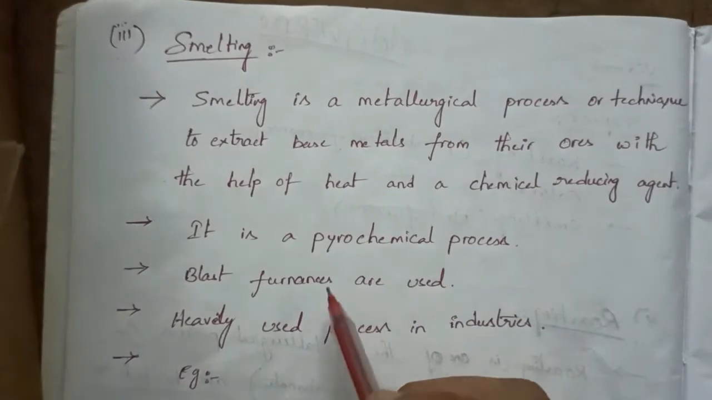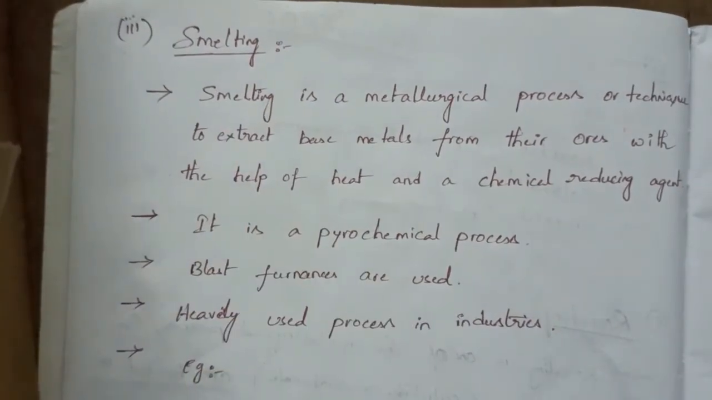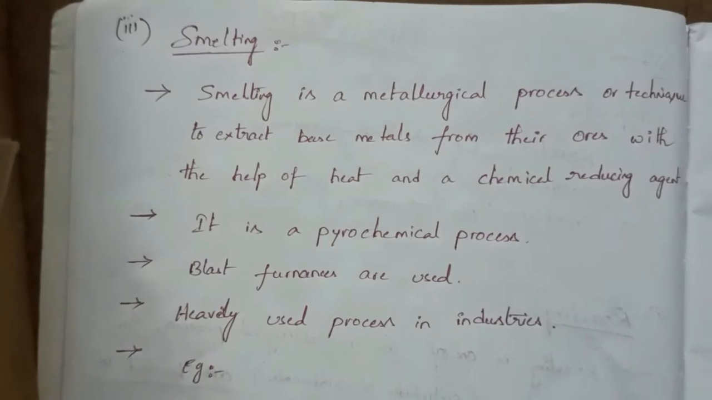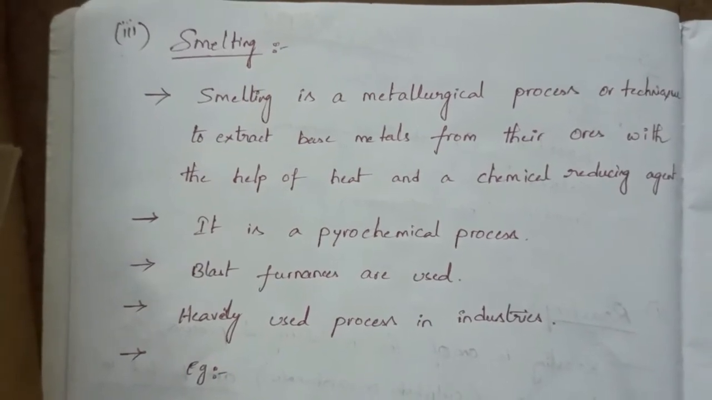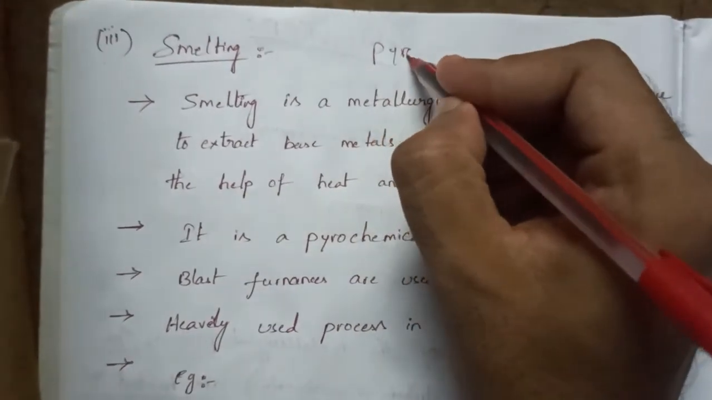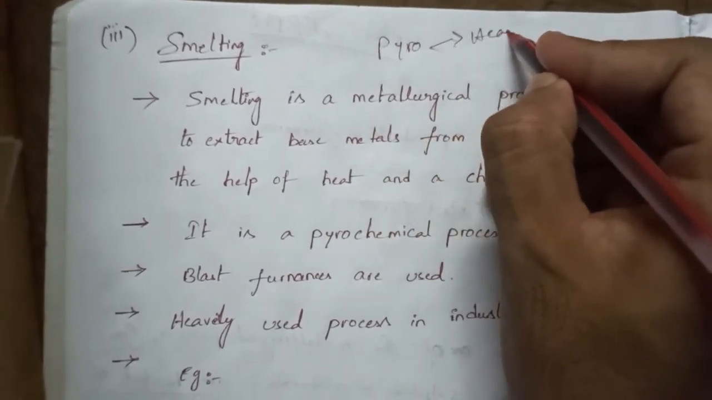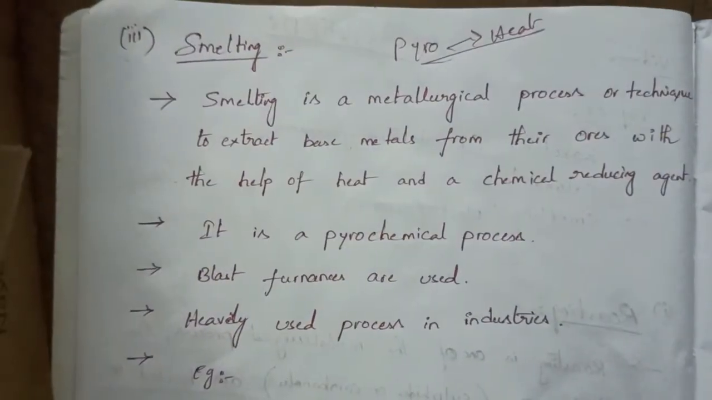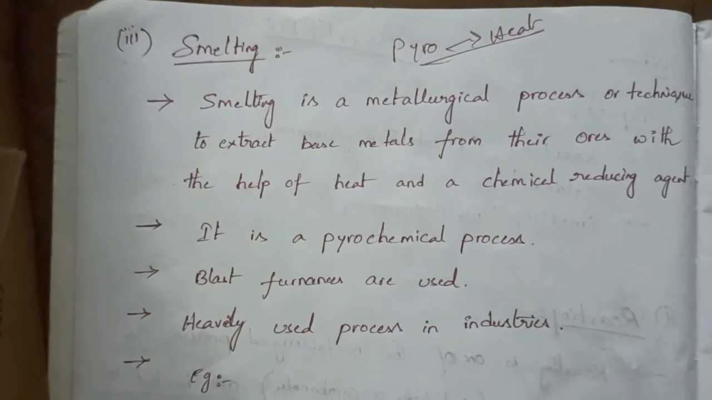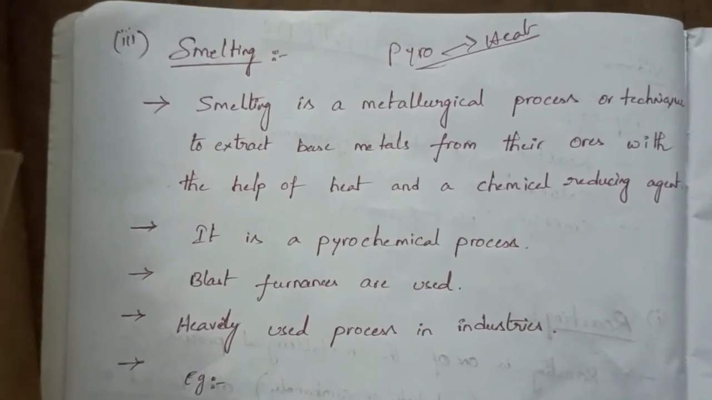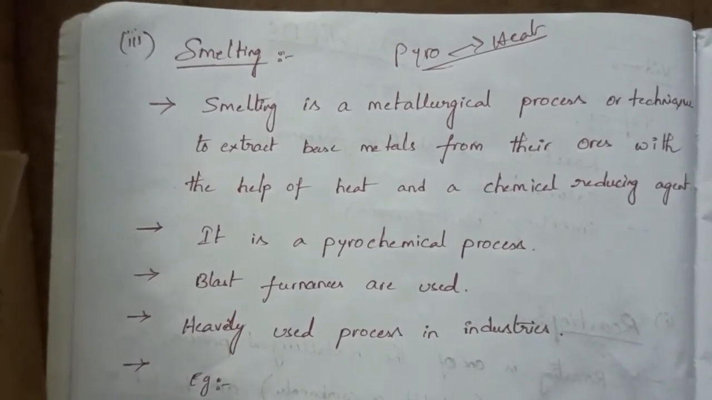And the third technique is smelting. Smelting is a pyrochemical process. Here the word pyro means heat. So smelting is a heating process, while at the same time it is a chemical process, a heating process and a chemical process.